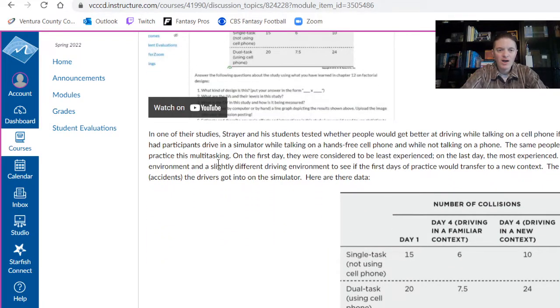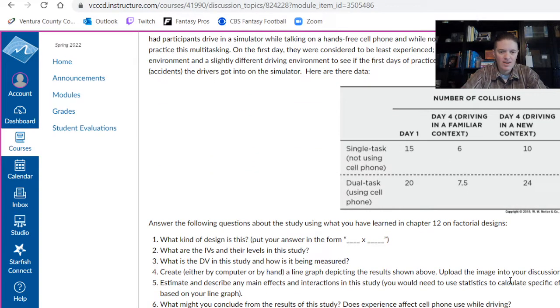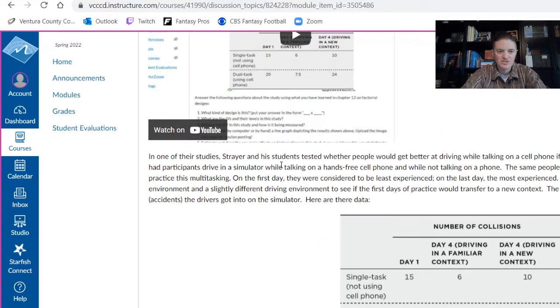You're going to read this little scenario right here, and then I have the data summarized right here in a little chart, and then answer the following questions. So in one of their studies, Strayer and his students tested whether people would get better at driving while talking on a cell phone if they practiced doing so. They had participants drive in a simulator while talking on a hands-free cell phone and while not talking on a cell phone. The same people participated over several days, so they had a chance to practice the multitasking.